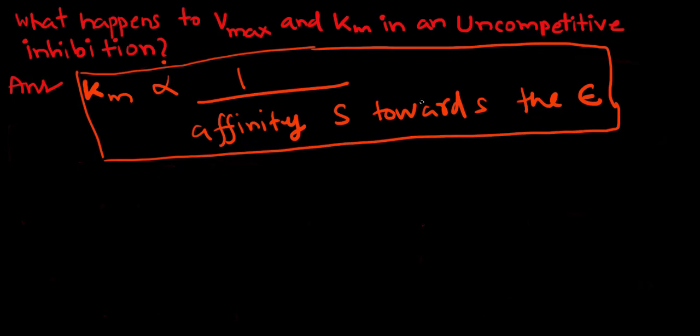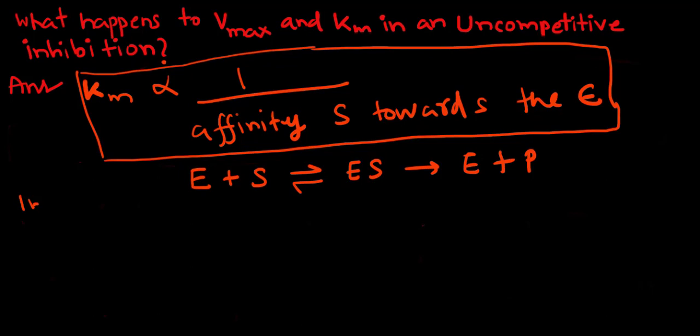So now let's directly come to uncompetitive inhibition. What happens in an uncompetitive inhibition? Let's write the general equation. Enzyme plus substrate gives rise to enzyme substrate complex, which gives rise to enzyme plus product. Okay, that's fine. Now there are two things about the inhibitor in case of uncompetitive inhibition.